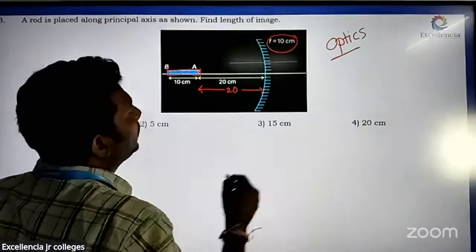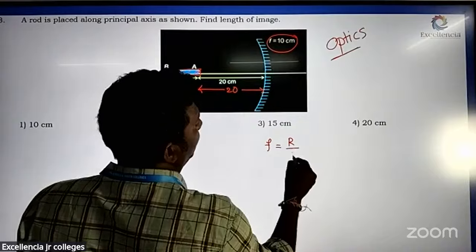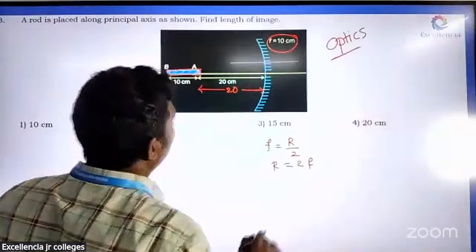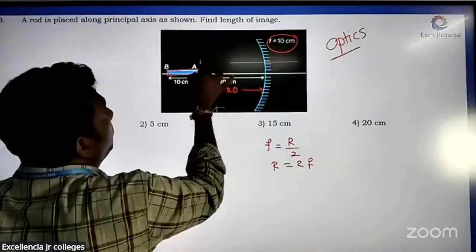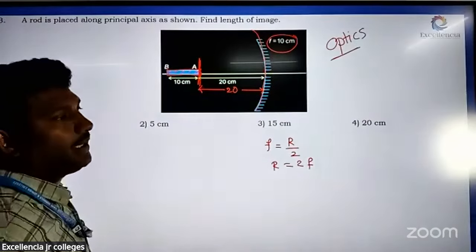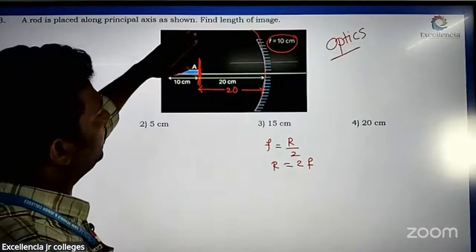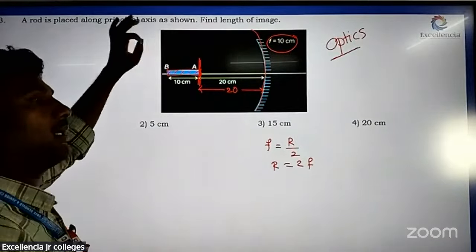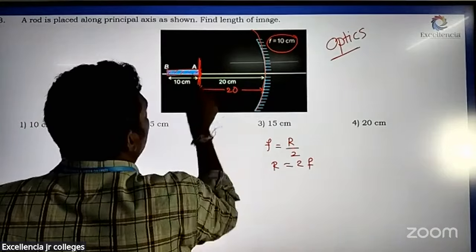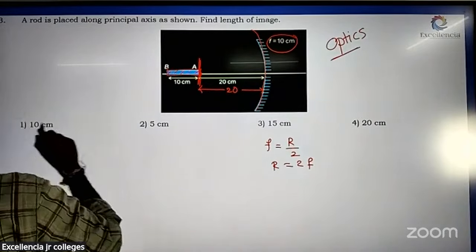Now we know that focal length equals R by 2, that means R equals 2 times f. So the meaning here is that in this case, this point A is at the center of curvature of the mirror. For a concave mirror there is a property: if the object is at the center, then the image also forms at the center. So A's image will be formed here only. Right? A will be formed here.